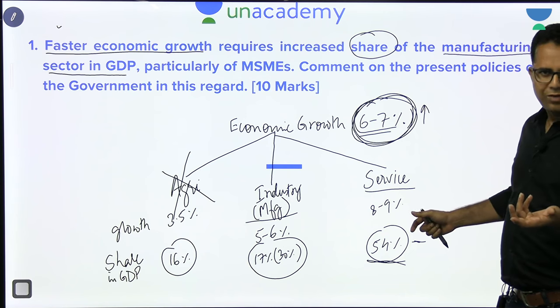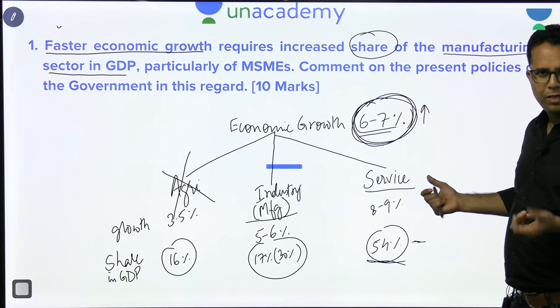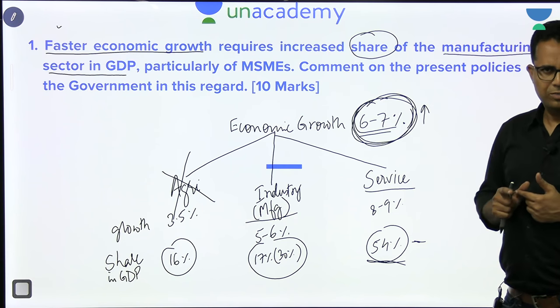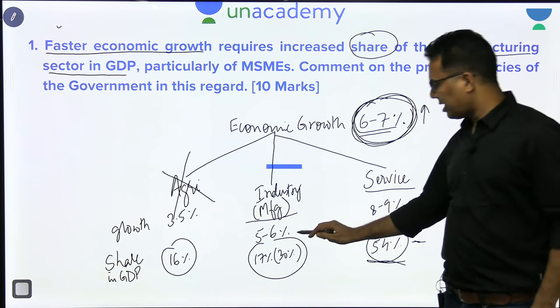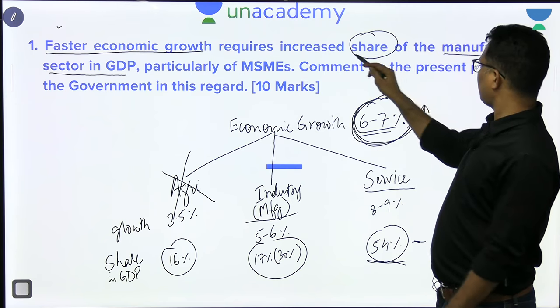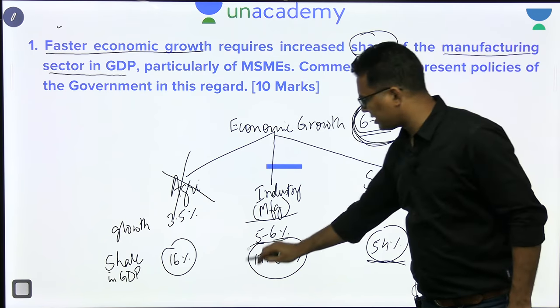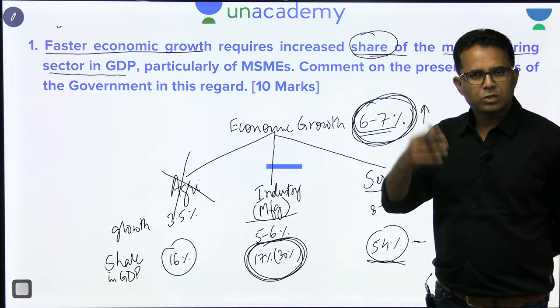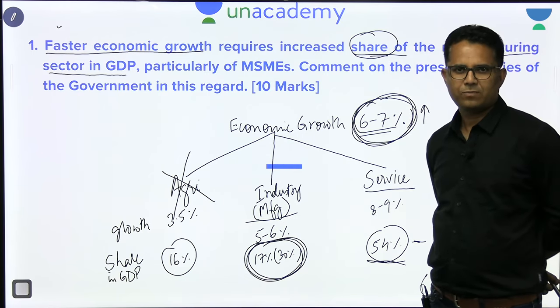Our growth is mostly service driven, which has employed few people. Few people are getting good income, so it is not sustainable. So it requires an increased share of manufacturing. If our manufacturing increases, this base will increase, and only then can our growth be sustainable and higher.